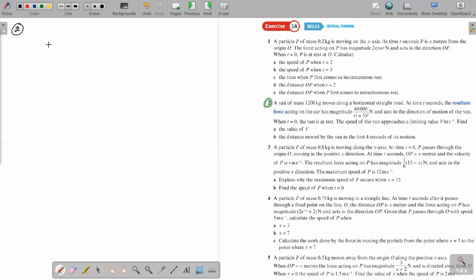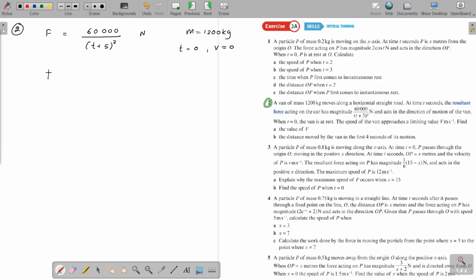Okay, let's do this. First thing they give you is the force. The resultant force acting on the van is 60,000 over (t plus 5) squared newtons. The mass is 1200 kilograms. At time 0, the van is at rest, which means velocity is 0. The speed of the van approaches the limiting value v. Find the value of v.